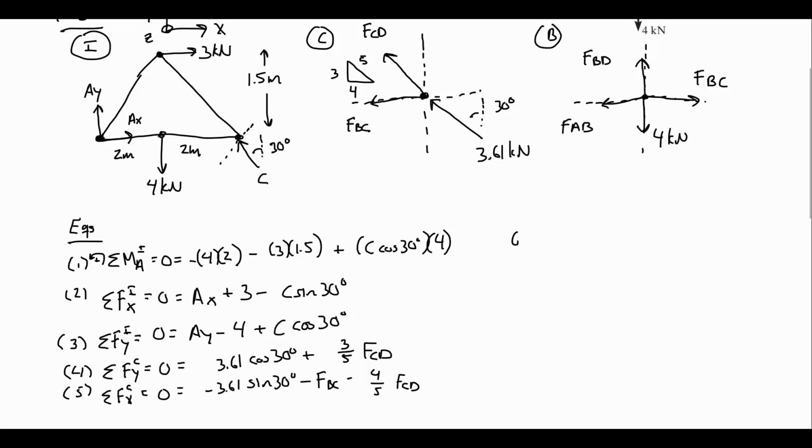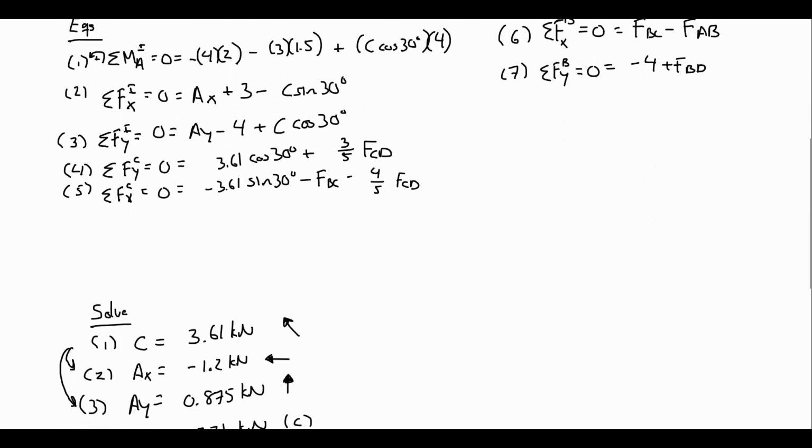In the equation step, I'll put 6 over here so we can see it. Summing forces in the x direction, let's start there. We have FBC minus FAB. And in the y direction, we have the negative 4 plus FBD. So two equations out of that.